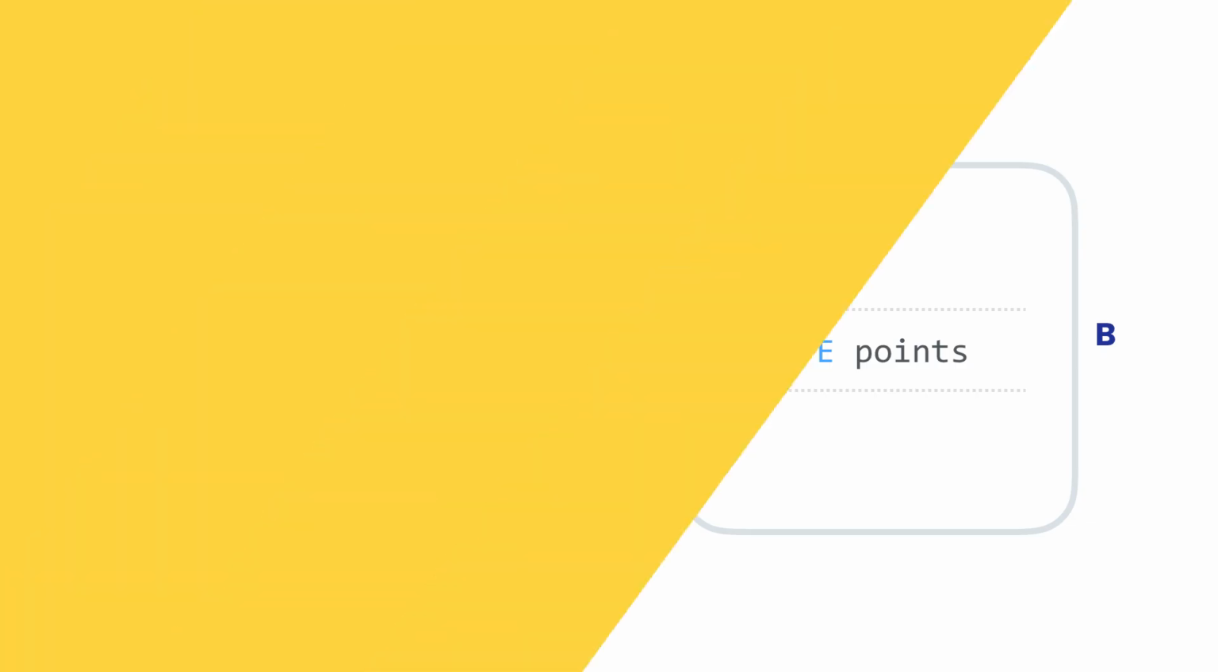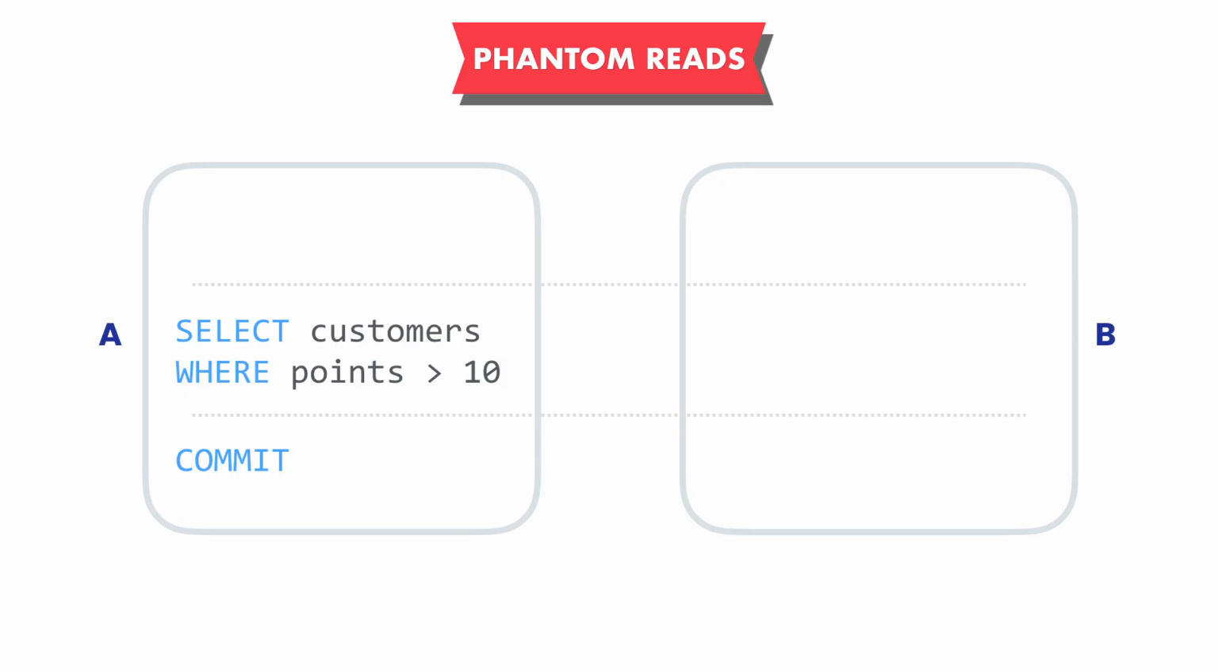And the last common concurrency problem is phantom reads. Imagine in transaction A, we're querying all the customers who have more than 10 points. Perhaps we want to send them a special discount code. Now, at the same time, transaction B updates the points for another customer that was not returned by our query. So this customer is now eligible for this discount code, but at the time we queried the customers table, we didn't see this customer. So after transaction A completes, there is still one eligible customer that didn't receive this discount code. This is what we call a phantom read.